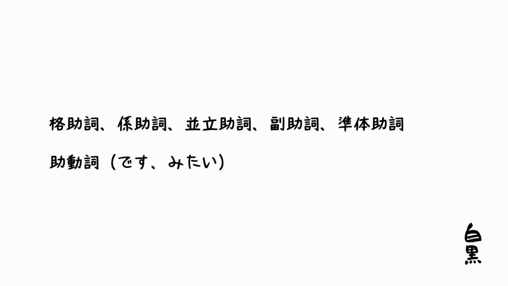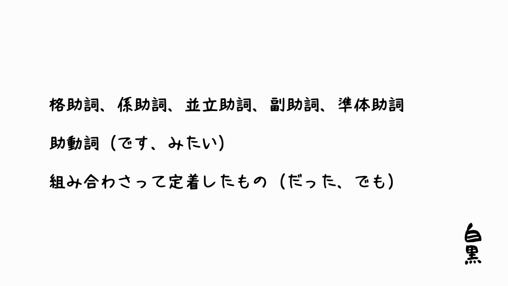Next, when we talk about noun-dependent words, the first thing that comes to mind is probably case particles, or at least various kinds of particles. But actually, it can also include auxiliary verbs like desu or mitai, or established forms made from combinations of particles and auxiliary verbs. For example, datta or demo. In short, anything that can follow a noun falls under this category.